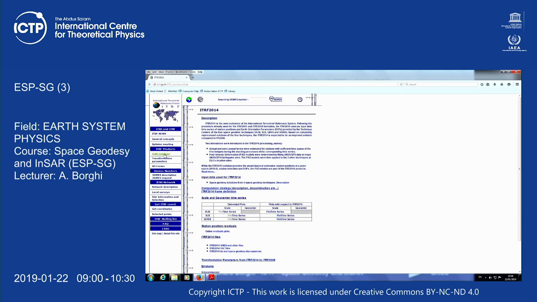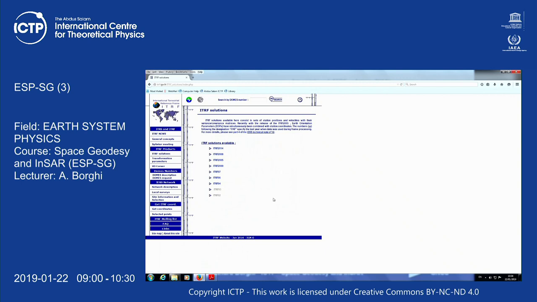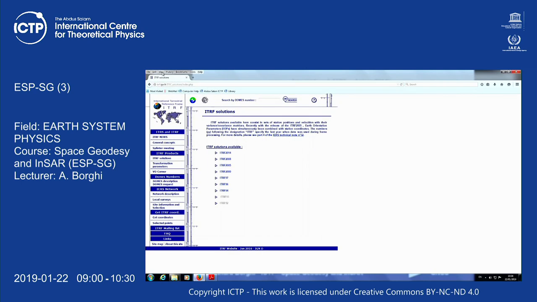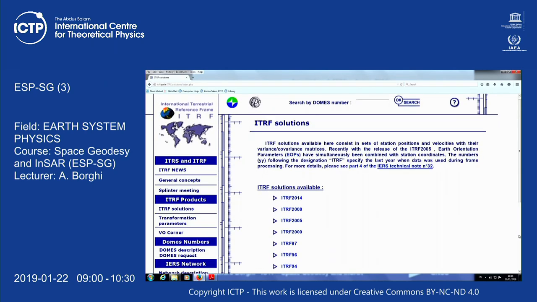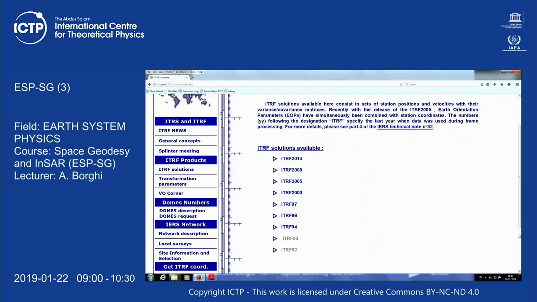Okay. If you look at the ITRF solutions, you see a list. I can zoom in so you can read this. So it's better. Yes, you can see a list of ITRF, it means a list of different solutions available.